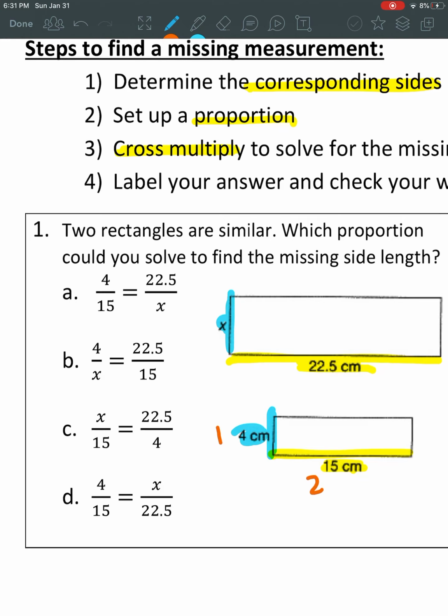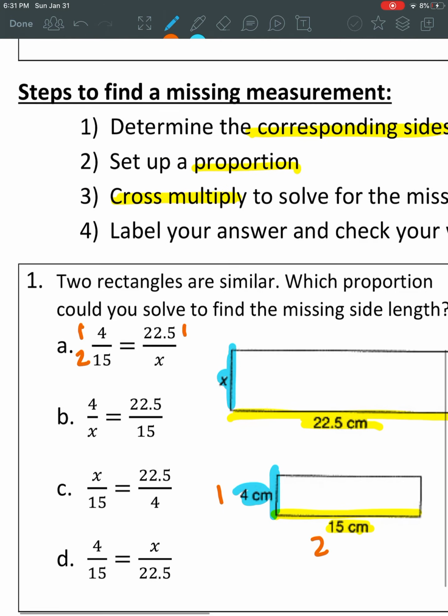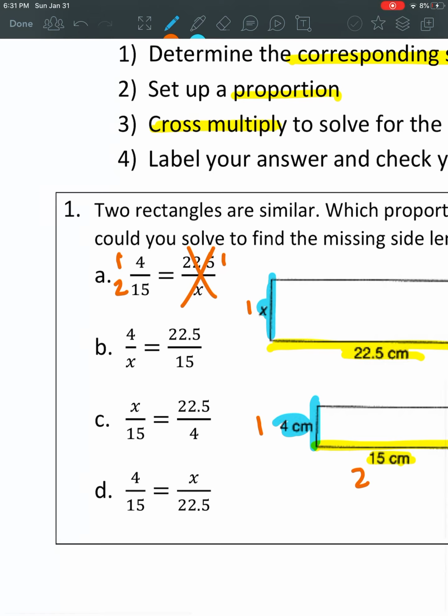But then notice that in the second fraction, and maybe I can show it like this, this is our first and then our second in our first fraction here. So we would want that 22.5 to be the corresponding side length. That doesn't work out. All right, 4 to X. So I'm going to start back over. We have 4 to X in that first fraction. And then we have 22.5.